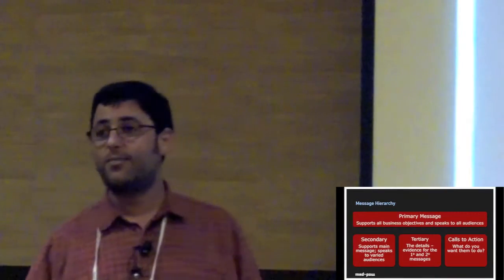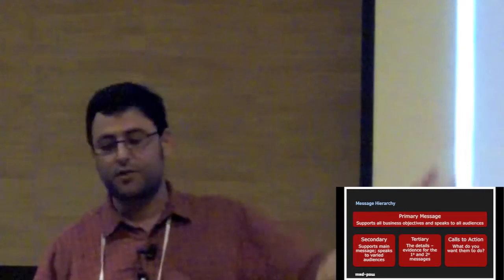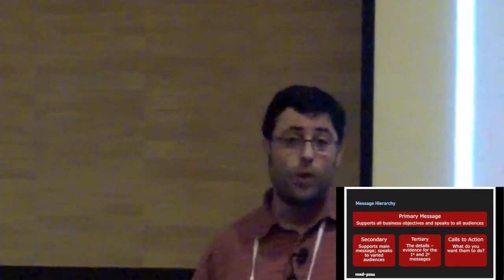Message hierarchy, very important in content strategy. You want to have that primary message, which is omnipresent throughout all of your messages, and this talks to the objectives. Then secondary and tertiary, and of course calls to action. What should these users do based on these messages?